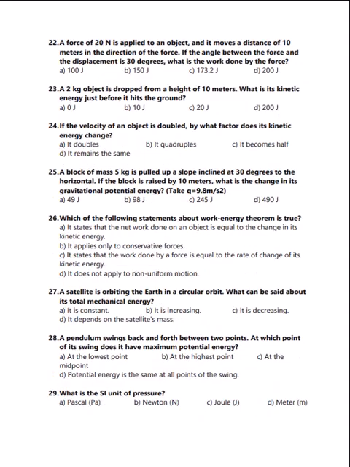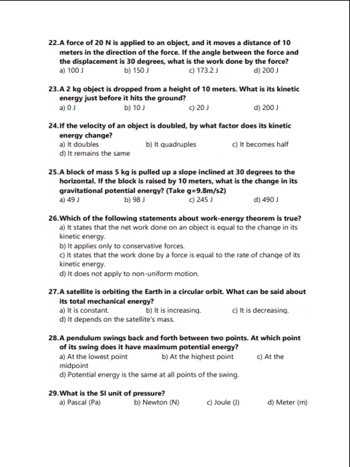A force of 20 Newton is applied to an object and it moves a distance of 10 meter in the direction of the force. If the angle between the force and displacement is 30 degree, what is the work done by the force? Options are 100 joule, 150 joule, 173.2 joule or 200 joule. Correct answer for question number 22 is B, that is 150 joule.